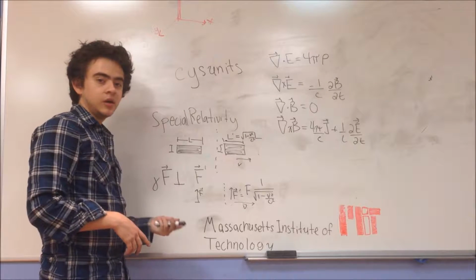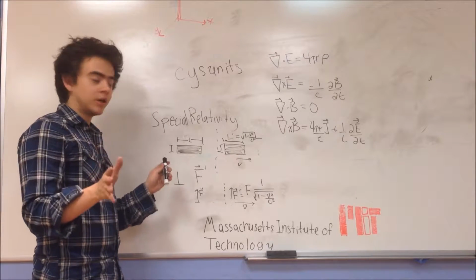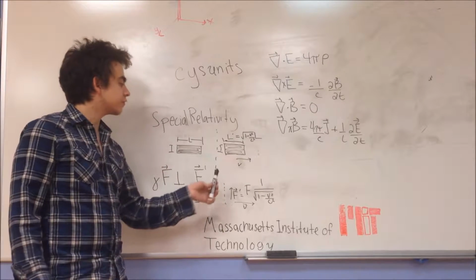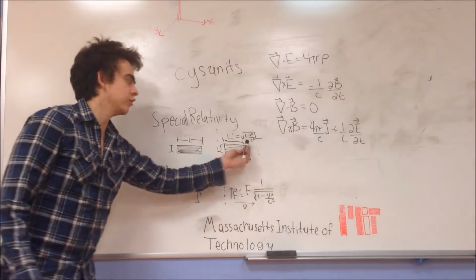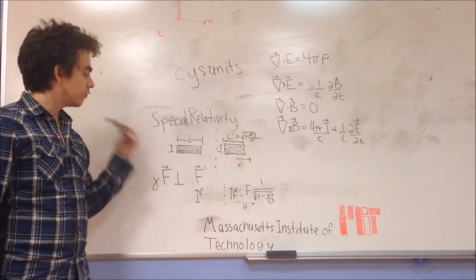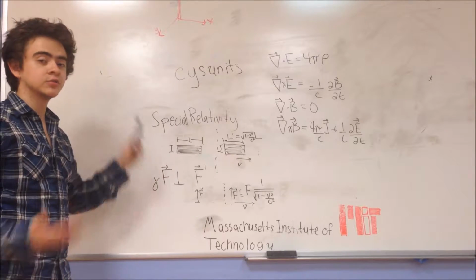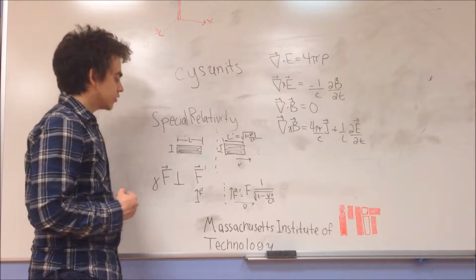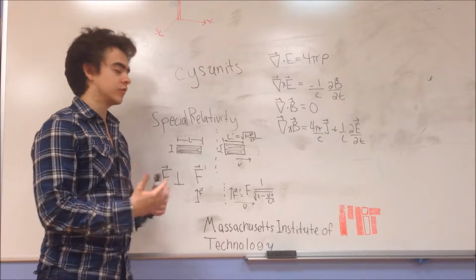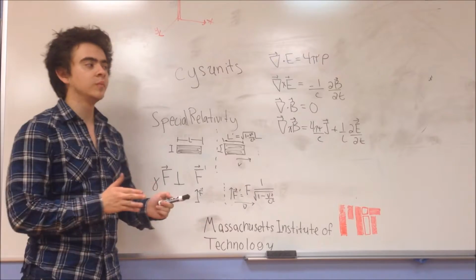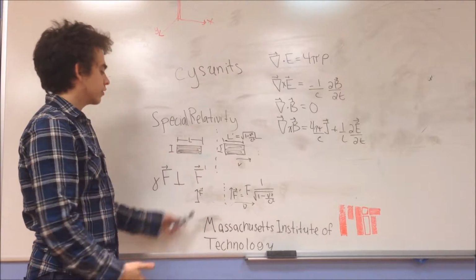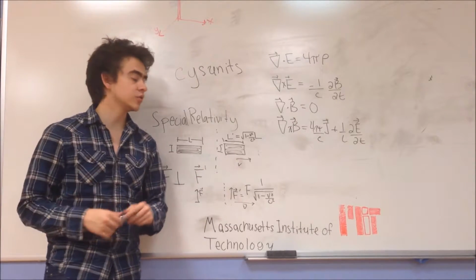For forces, perpendicular forces will actually differ by a factor of gamma, which is this constant here. This one here is 1 over gamma. So perpendicular forces will increase under these transformations if you're moving near the speed of light. But when the force is parallel with the velocity, then the force will actually not change.